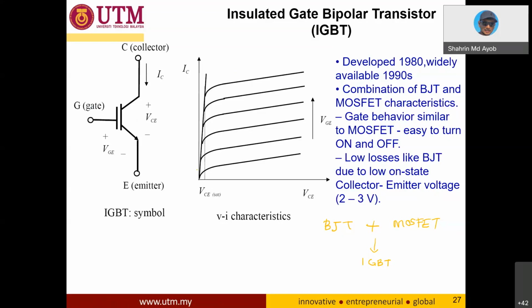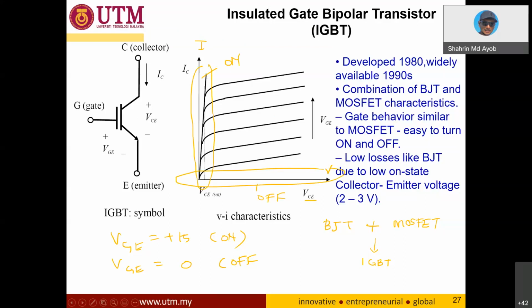The value of VGE will determine the on and off. If you give a VGE of 15 volt, then the IGBT will turn on, and if you give a VGE of 0, it will turn off. This is the IV characteristic, IC versus VCE, whether it is on or whether it is off. So this is the behavior of the IGBT.